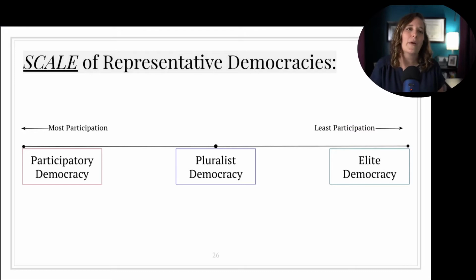Today, we're talking about the scale of how much participation occurs within a representative democracy. In each representative democracy, the scale shifts in each situation. Therefore, a country is never just one of these. They are typically all of these at any given moment, depending on what's going on.